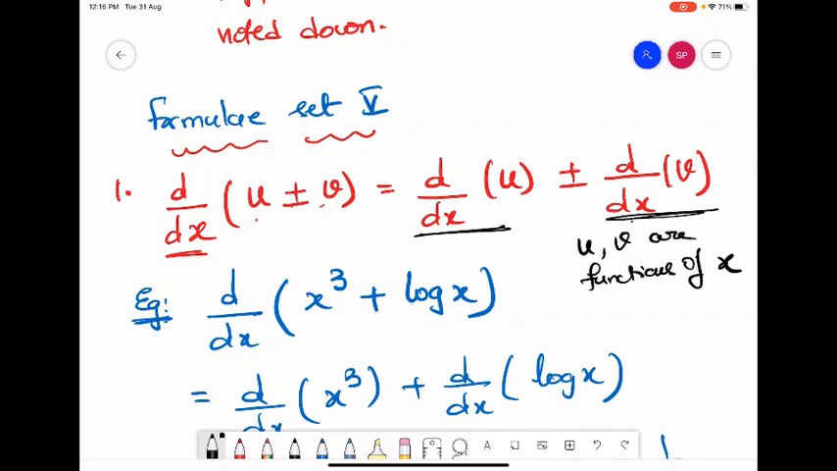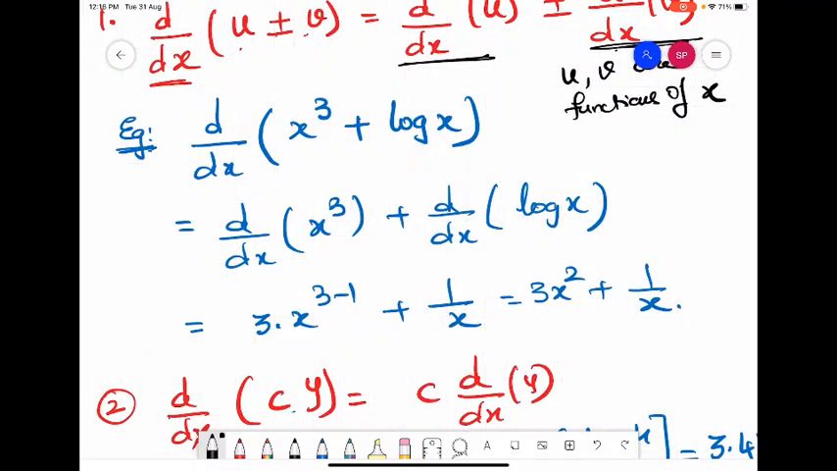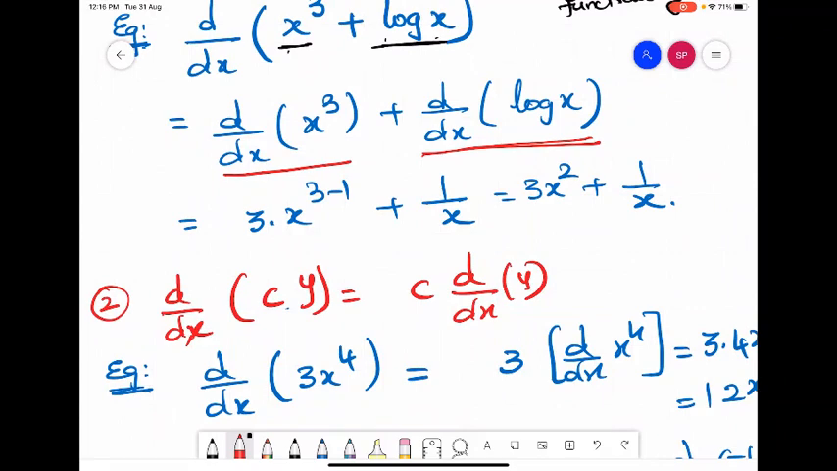So let us see how it works with a problem. Suppose I have now d by dx of x cube plus log x. So I have two functions, a sum of two functions. One is x cube, another one is log x. According to the above formula, if you have the differentiation of a sum of two functions, you can do the differentiation function by function and add them. So what do I write here? I'll write this as d by dx of x cube plus d by dx of log x. And we'll use the same formulae which we have noted above. What is d by dx of x cube? What formula will you use for it?